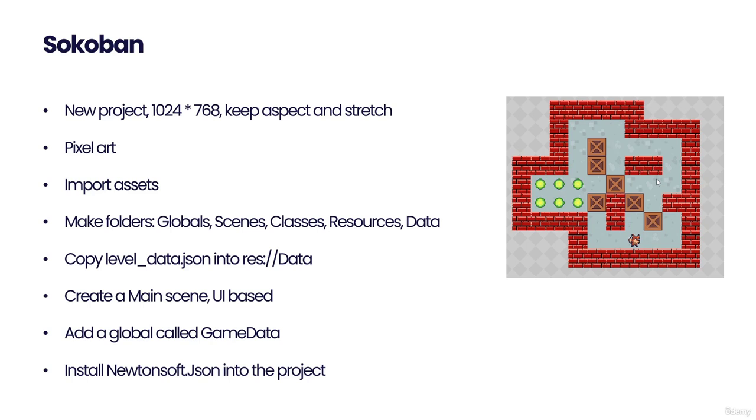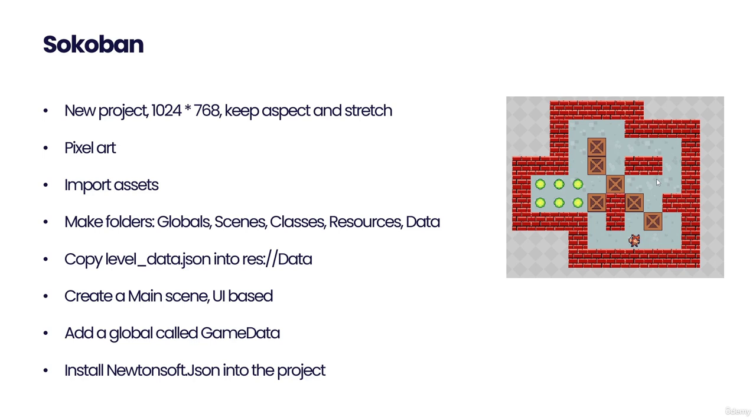We're using pixel art, so you'll need to make sure to set those settings correctly. Import the assets attached to this particular lesson and then make the globals, scenes, classes, resources and data folders. You'll also find a file called leveldata.json attached to this lesson, hopefully. Please import that into the data folder in the resources.